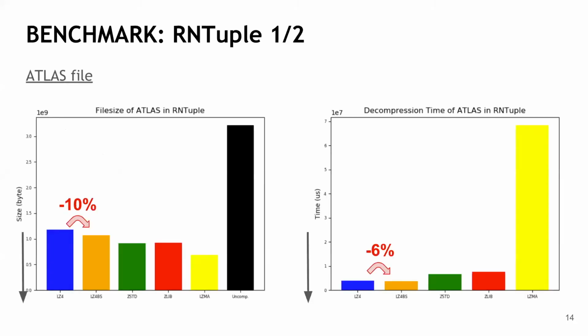Next, I've done benchmarks with RNTuple files. This is the result for Atlas file in RNTuple format. The graph on the left is about the file size, and LZ4PS was about 10% smaller than LZ4, which is not very small compared with other algorithms. But about the compression speed, the graph on the right, LZ4PS was the best one, improved from LZ4 by about 6%.